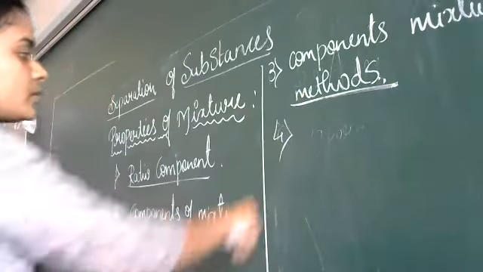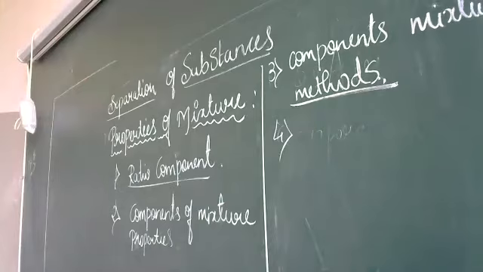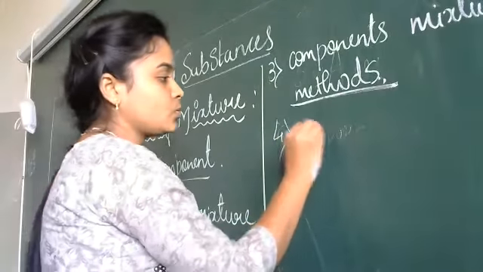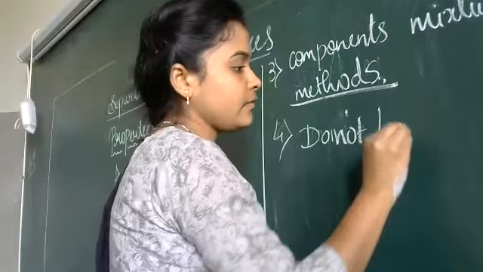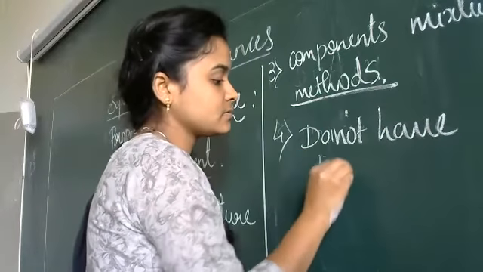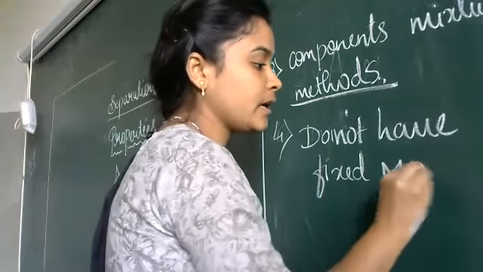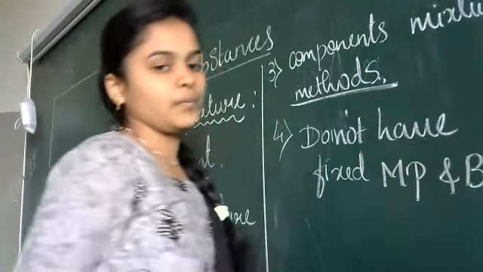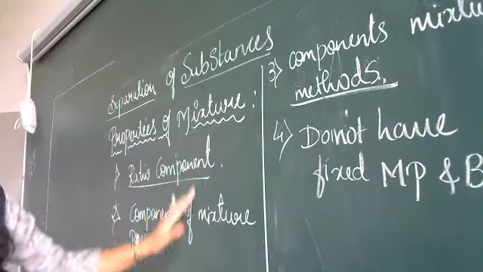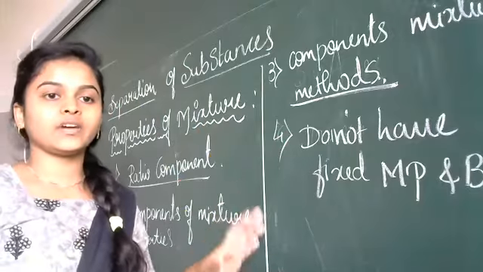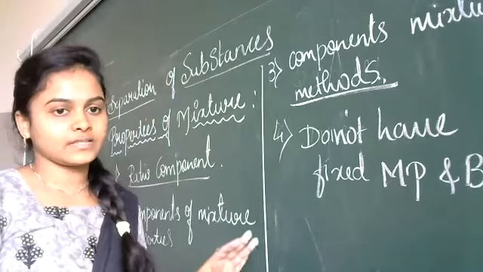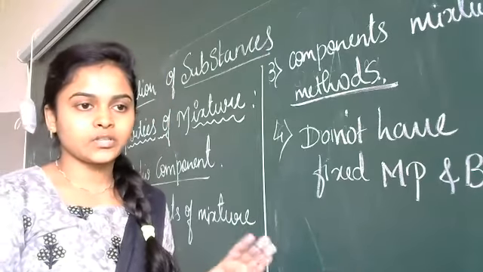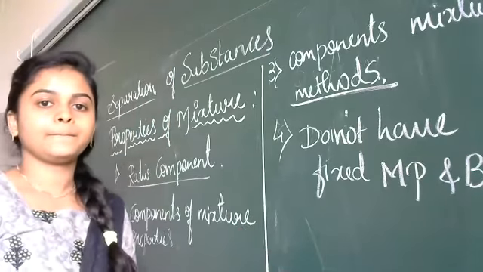Next, what is the fourth property of mixture? Mixtures do not have a fixed melting point and boiling point. So these are four properties of mixture. Everyone should remember these properties of mixture. It may come for 4 marks in your exam. Understood about properties of mixture, or shall I explain it once again?